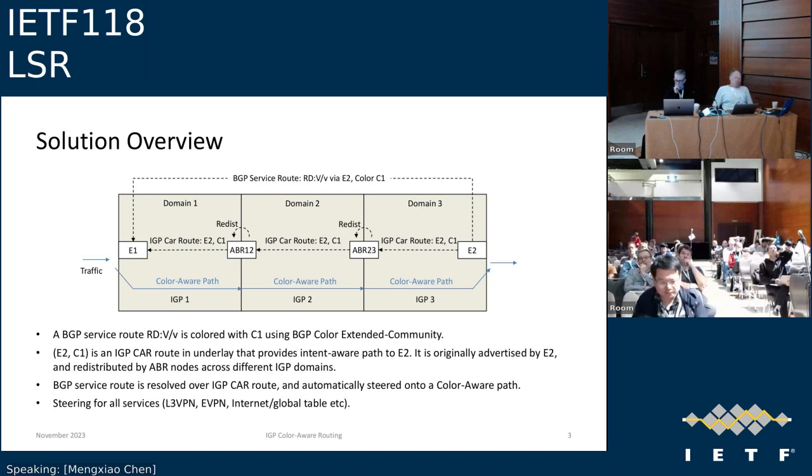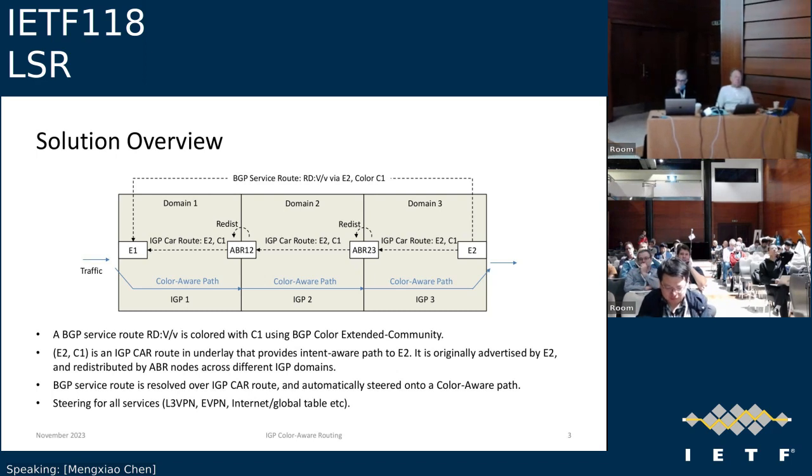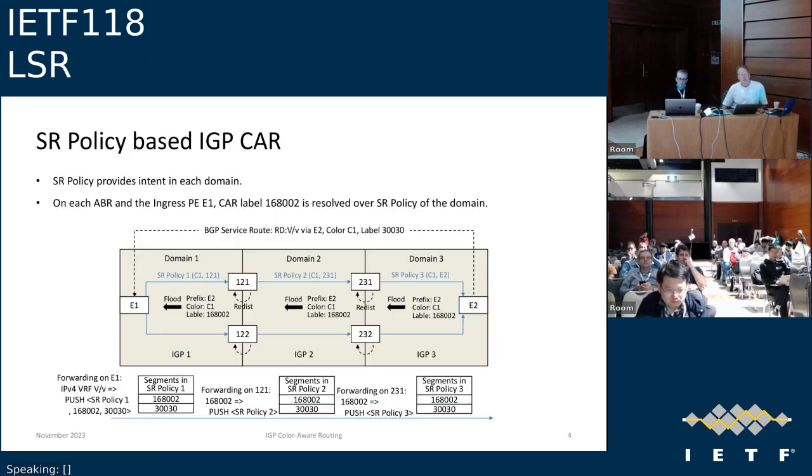E2C1 is an IGP CAR route in the underlay that provides an intent-aware path to E2. It is originally advertised by E2 and then redistributed by ABR nodes across different IGP domains. The BGP service route is resolved over the IGP CAR route and automatically steered onto a color-aware path. It can be used for L3VPN, EVPN, global table, and so on.